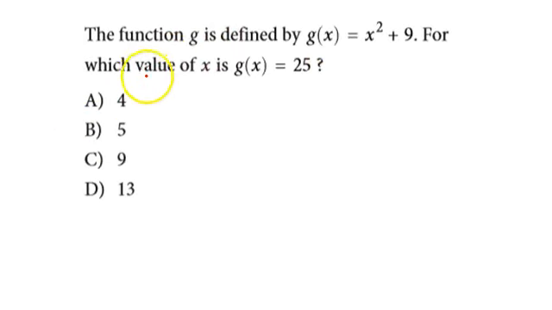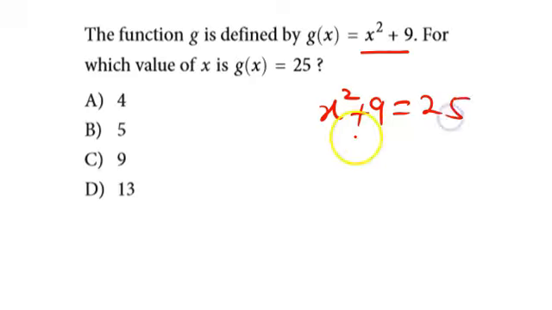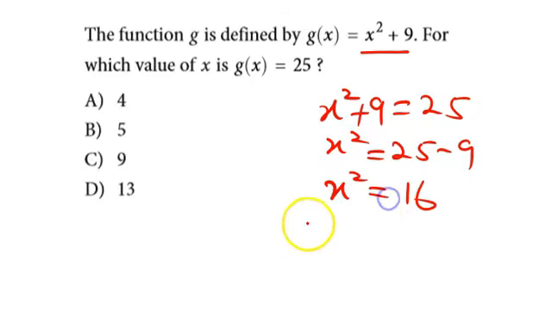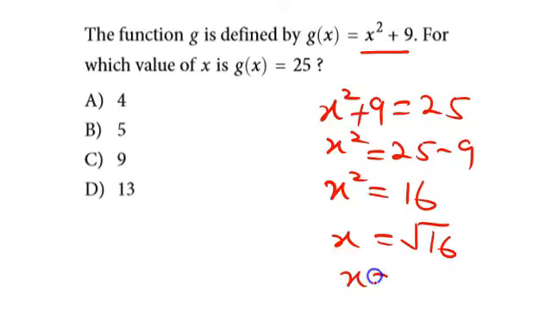The next one. The function g is defined by g of x is equal to x squared plus 9. For which value of x is g of x equal to 25? So if g of x is this one, which means that x squared plus 9 is equal to 25. So x squared will be equal to 25 minus 9. So x squared will be equal to 16. So when you take the square root on both sides, x will be square root of 16. You have x is equal to 4. So the answer is A.